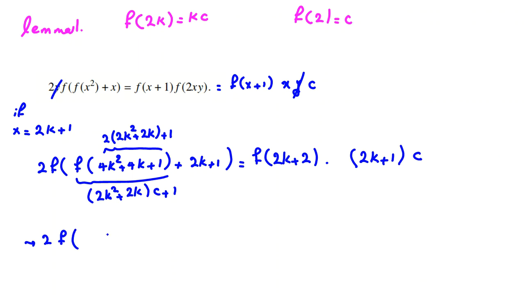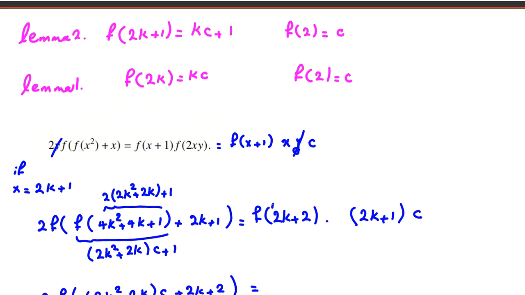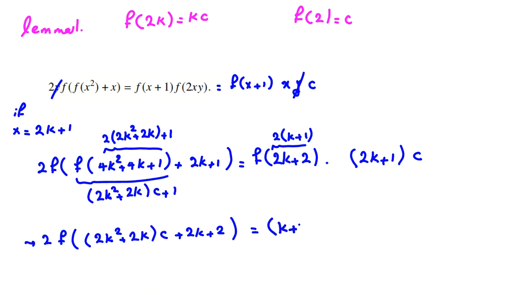2f of this part, which will be 2k squared plus 2k times c plus 1, will be plus 2, so plus 2k plus 2. Okay, 1 plus 1, 2. Equal to f of 2k plus 2 was what? Again, if we apply lemma 1, it is 2 times k plus 1. When it is 2k, it is kc. So it is k plus 1 times c times 2k plus 1 times c.